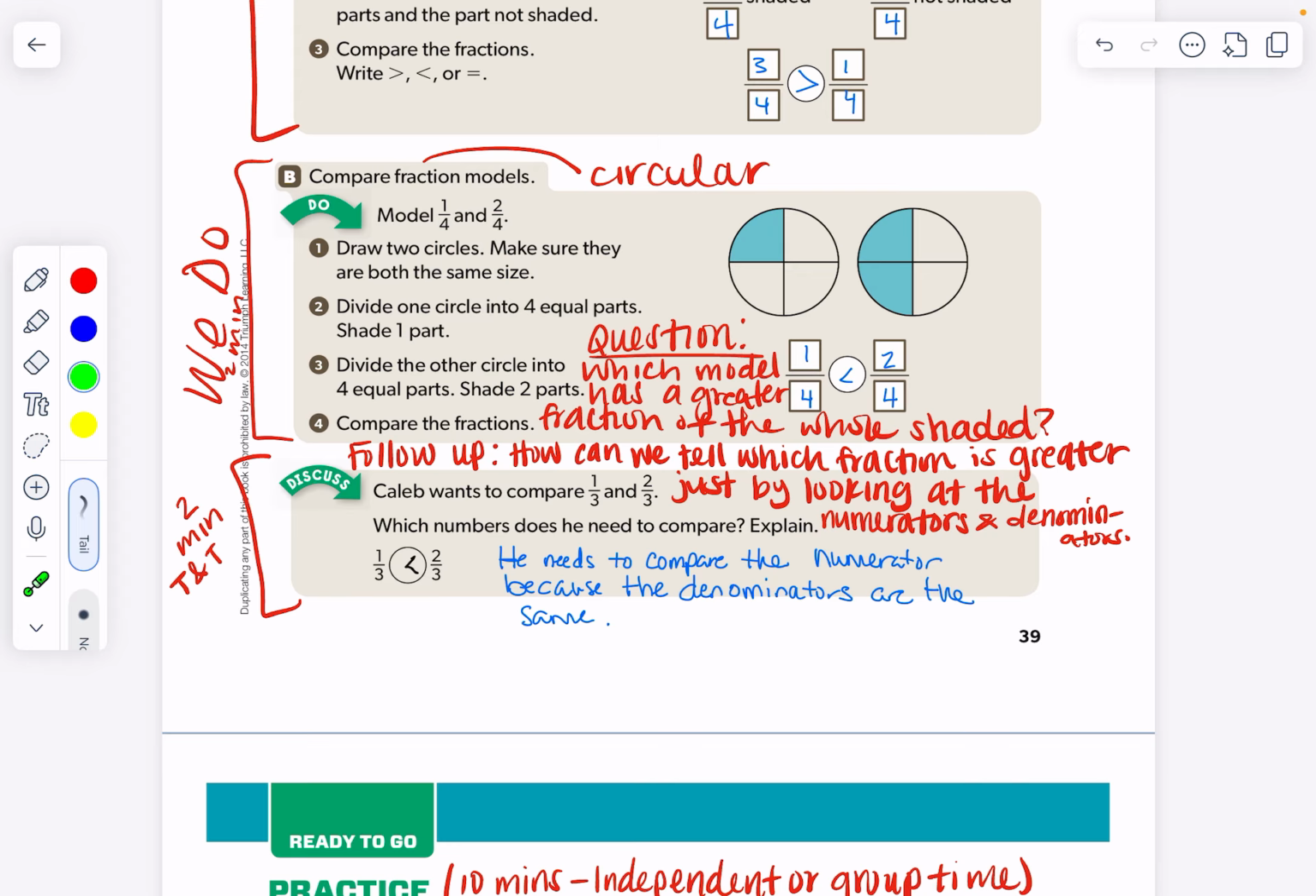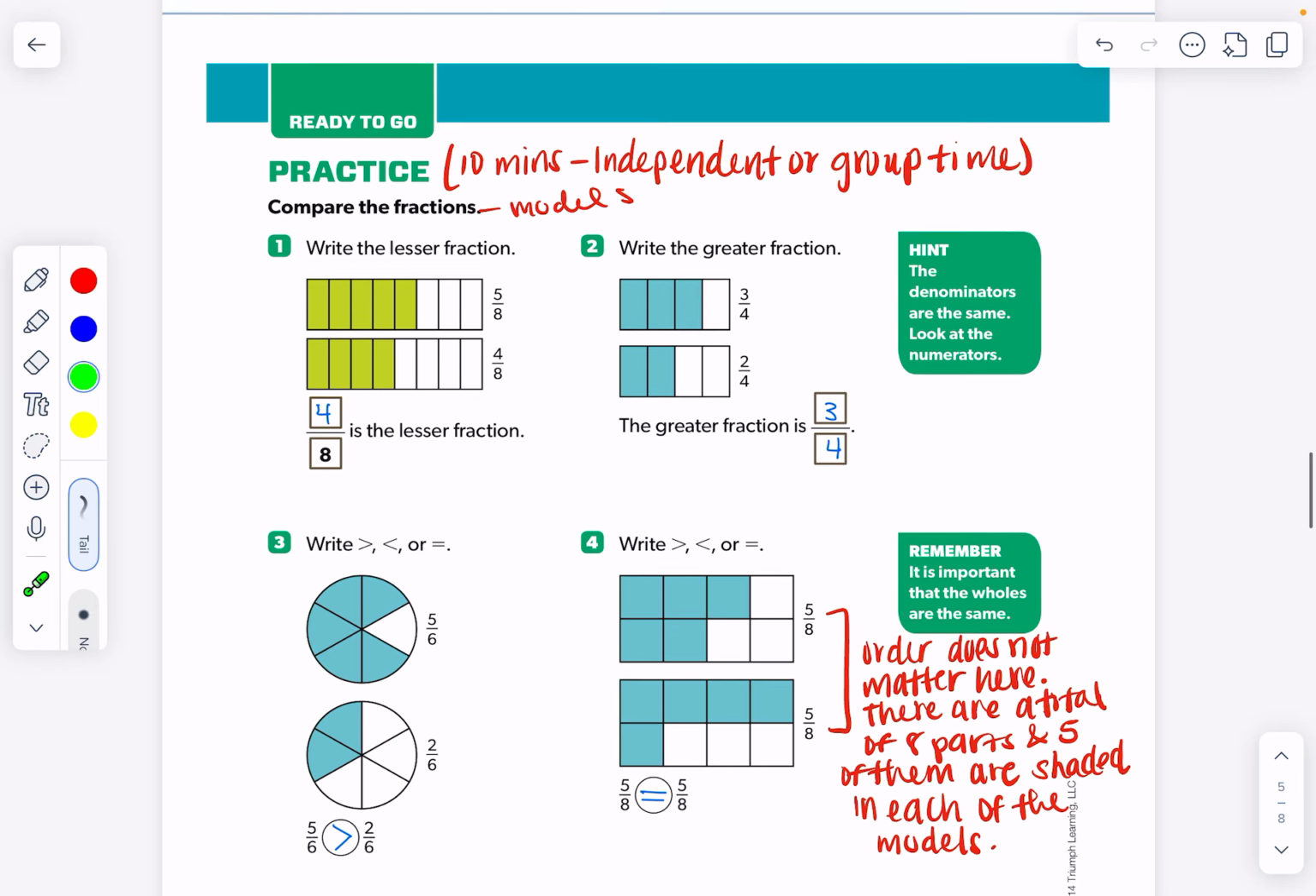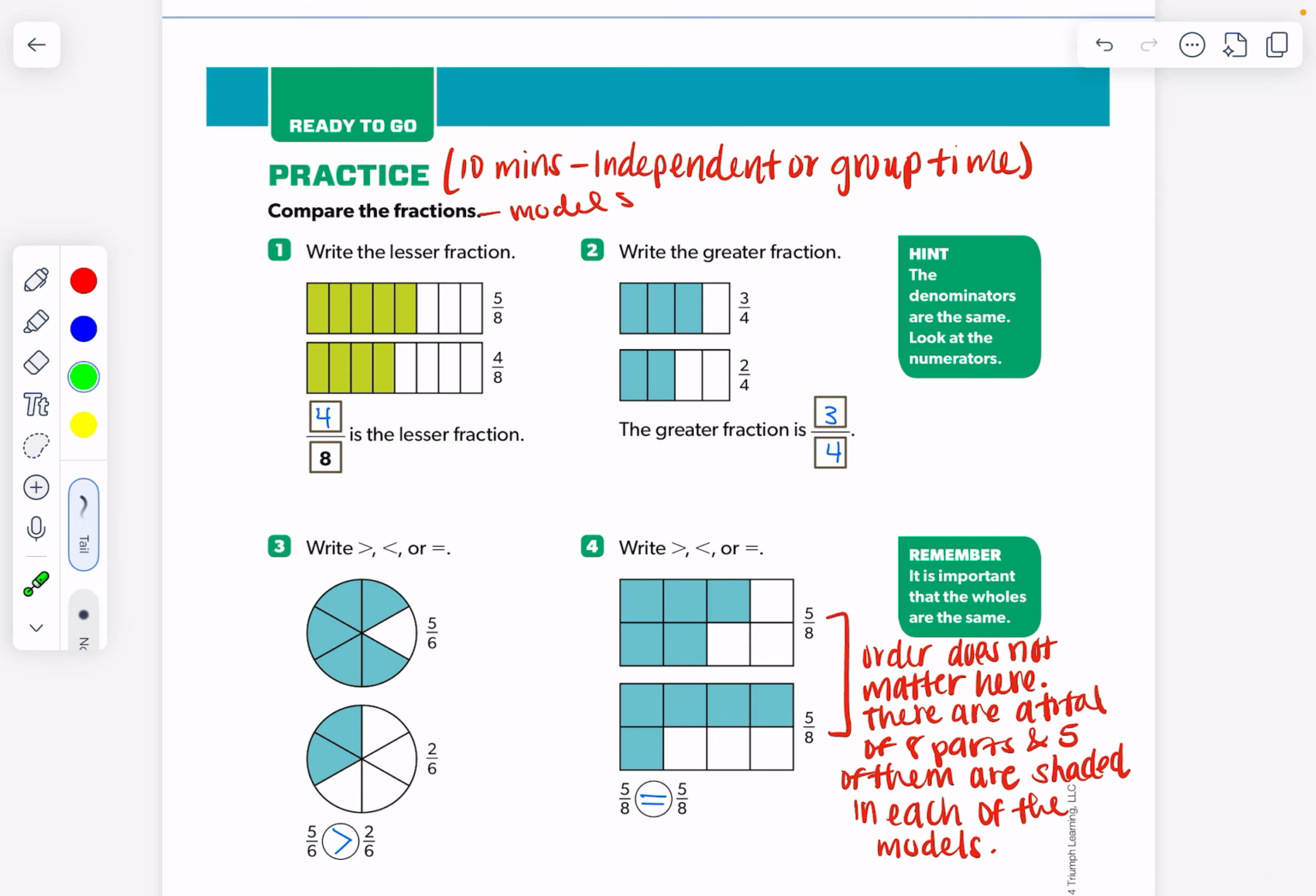Same thing, solidifying this turn and talk question, but this time giving students the opportunity to write it down. Again, the denominators are the same, so we need to look at the numerators. Because 2 is a larger numerator than 1, we will say that 1/3 is less than 2/3. Then we want to launch students into about 10 minutes of independent practice or group time. It's up to you. The first part is comparing the fractions using models.